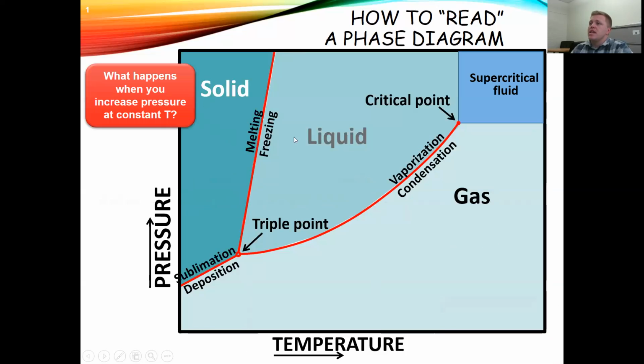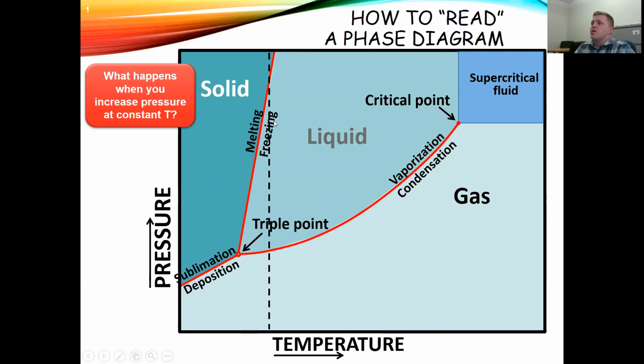Now what happens when we increase the pressure at constant temperature? We'll come over here and pick a temperature, and let's increase the pressure. At low pressures, most things are gases, even if they're very cold. At very low pressures, this is what outer space is like. Everything's a gas and it's just nebulous and floating around. As we increase this pressure, our gas is going to condense into a liquid at some point. And as we continue to apply pressure, our liquid will eventually become a solid.